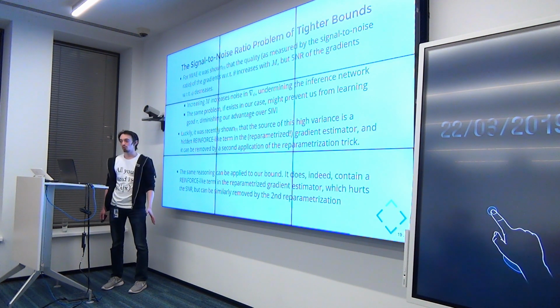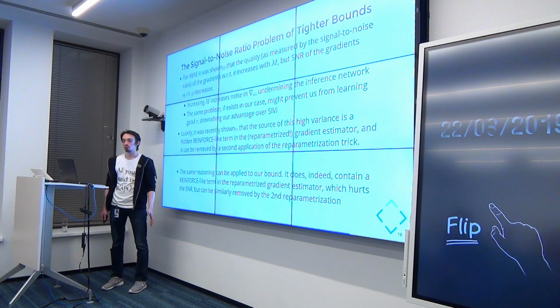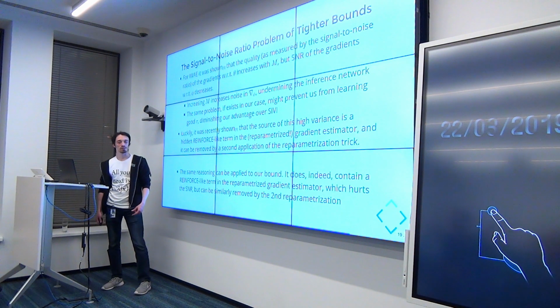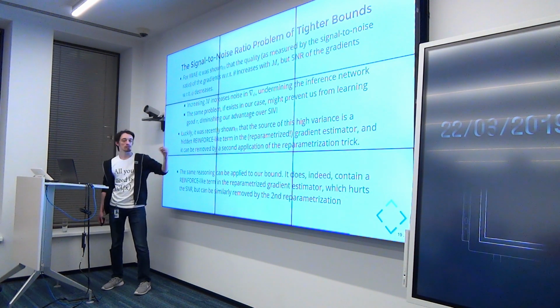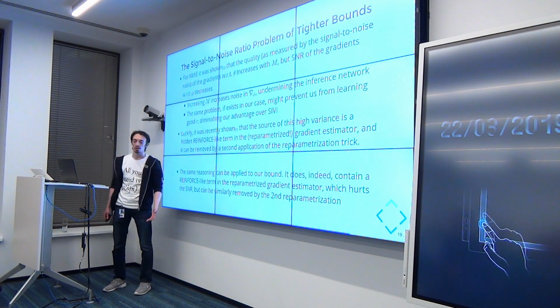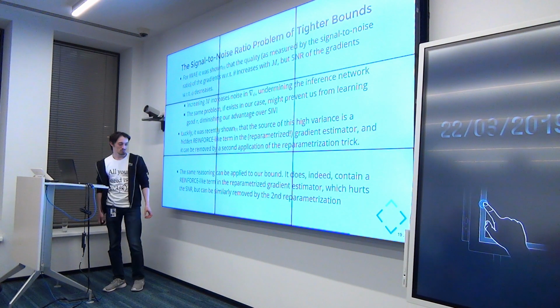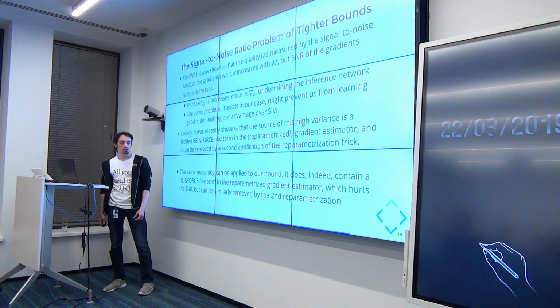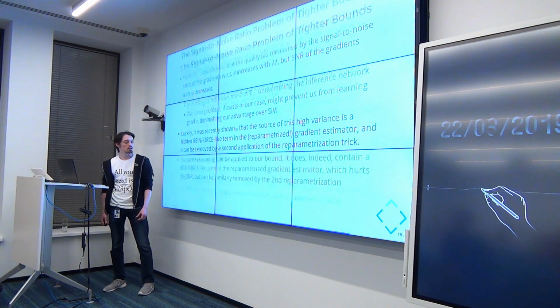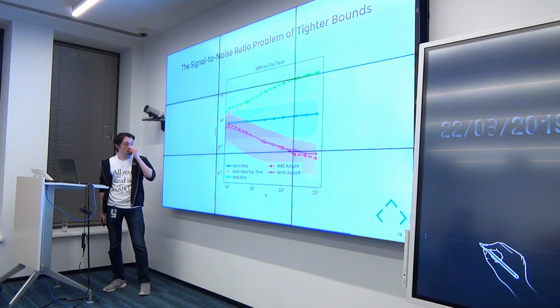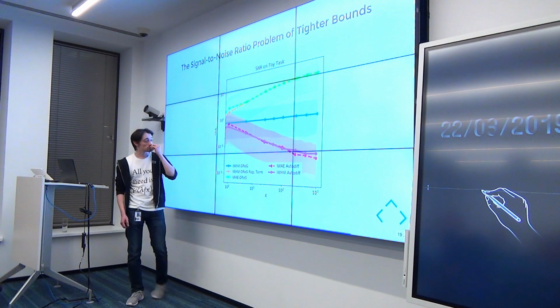We also suffer from the decreasing signal-to-noise ratio, and again, a reinforce-like term can be found in our bound. It can be successfully eliminated using the reparameterization trick applied a second time. And here is some of our empirical study.